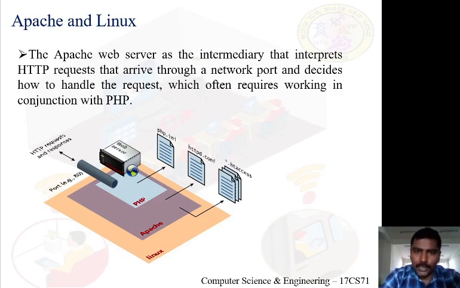This Apache is an intermediary that interprets HTTP requests that arrive through a network port. The incoming HTTP request is interpreted by Apache, which decides how to handle the request. Some HTTP request will arrive from the network port, Apache interprets that, and decides which PHP script needs to be executed on behalf of that. It will be decided by Apache.